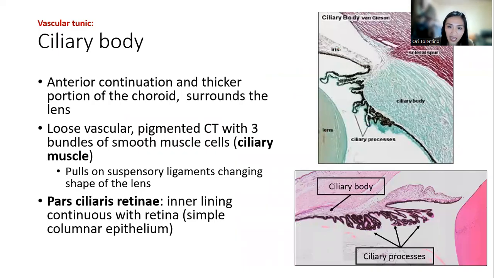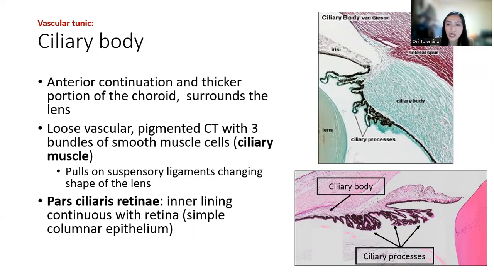Again, like the other layers of the eye, the middle vascular layer has an anterior and posterior part. The anterior continuation of your choroid becomes a thicker portion called your ciliary body. Okay, behind it, this is the choroid. To the front, it is the ciliary body. So you can find it surrounding your lens. Like the choroid, it has loose vascular and pigmented connective tissue, okay? But what is different is that it is muscular. It has 3 bundles of smooth muscle cells collectively called the ciliary muscle.